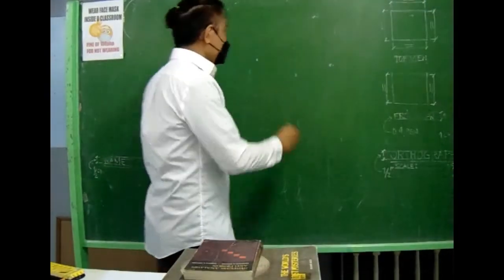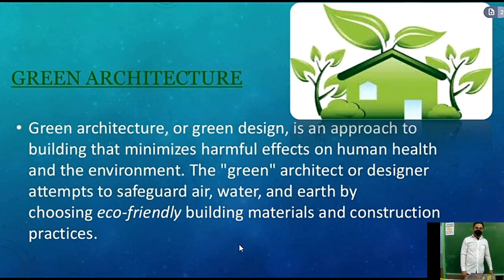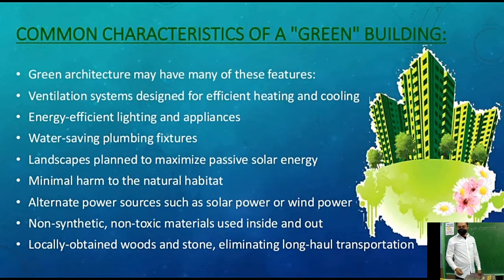Today's topic is about characteristics of green architecture. Green architecture, or green design, is an approach to building that minimizes harmful effects on human health and the environment. The green architect or designer attempts to safeguard air, water, and earth by choosing eco-friendly building materials.